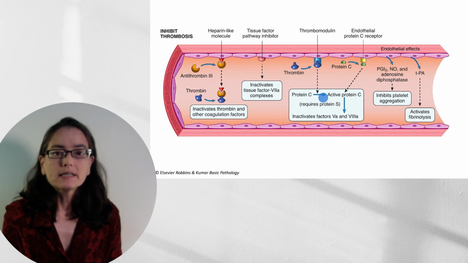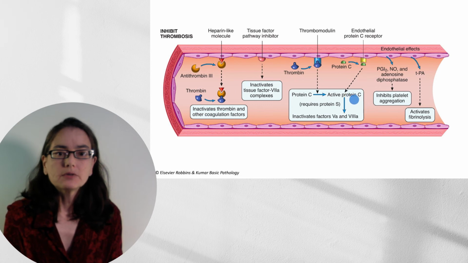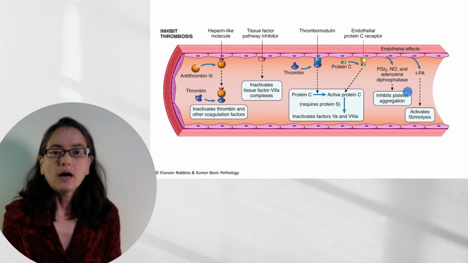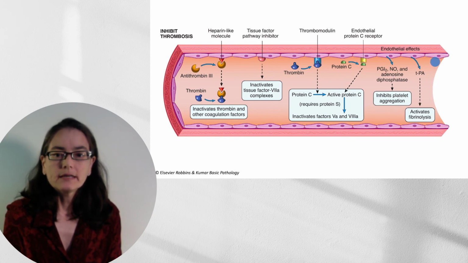Now with thrombomodulin, also synthesized by the endothelium, which is going to bind to thrombin. This is going to activate protein C. And then we have a complex with endothelial protein C receptor when we bring in protein S, we're now going to inactivate factors 5A and 8A. Okay, so this is once more going to be preventing a move towards procoagulation. And then, as I mentioned before, the endothelial cells are going to be releasing PGI2, nitric oxide, and adenosine diphosphatase, all of which will inhibit platelet aggregation. And finally, TPA, which will activate fibrinolysis.